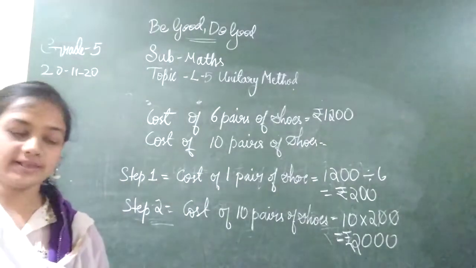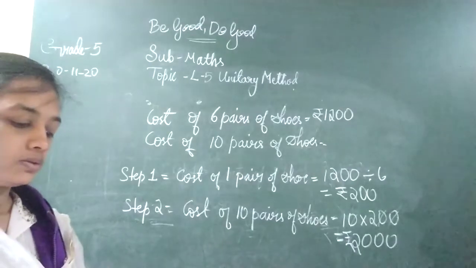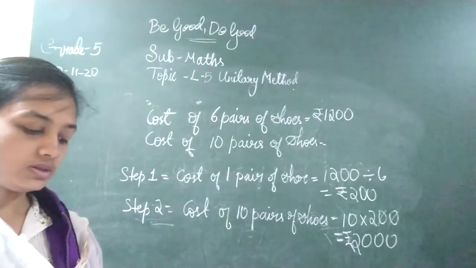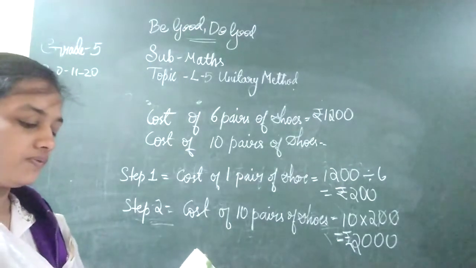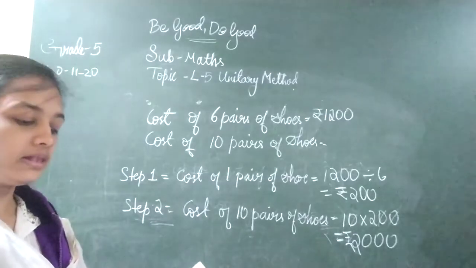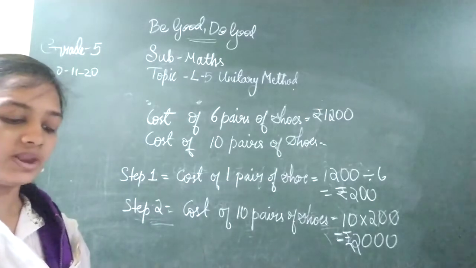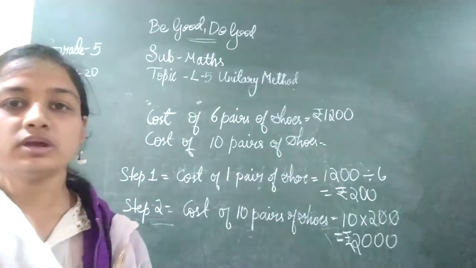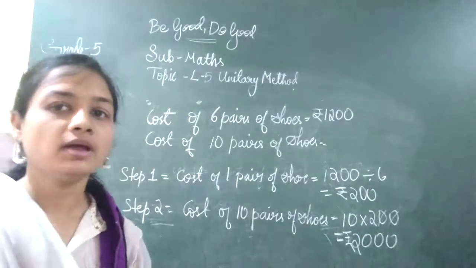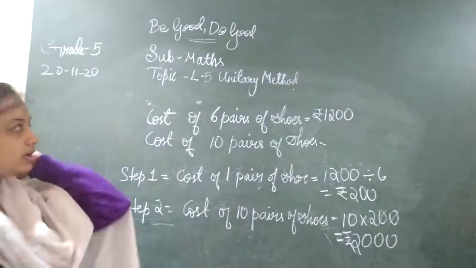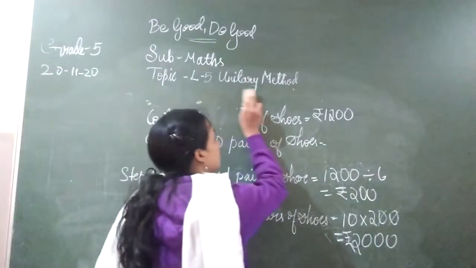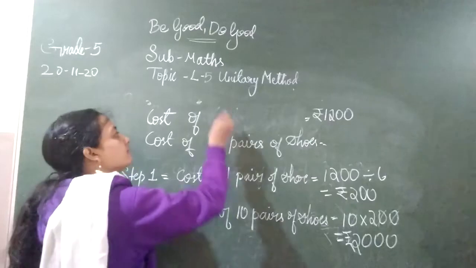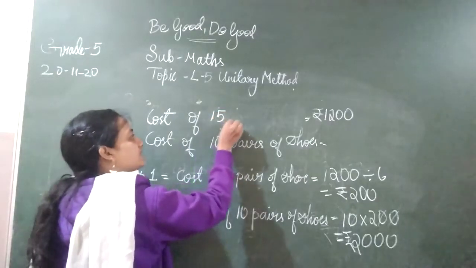So now let's go for the second one. All of you refer to the textbook, question 2. The cost of 15 ice creams is rupees 450. Find the cost of 20 ice creams. So here you have to find the cost of ice creams. And how many ice creams have they given the cost for? They have given the cost of 15 ice creams.